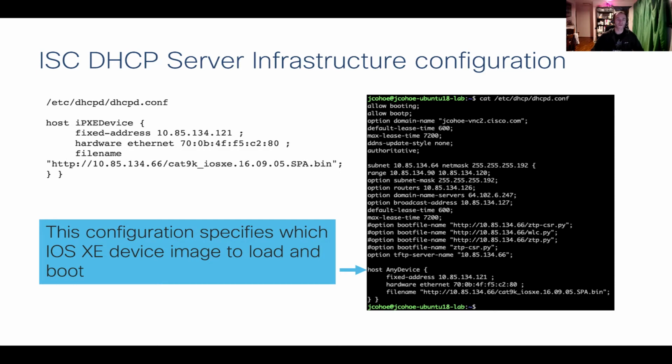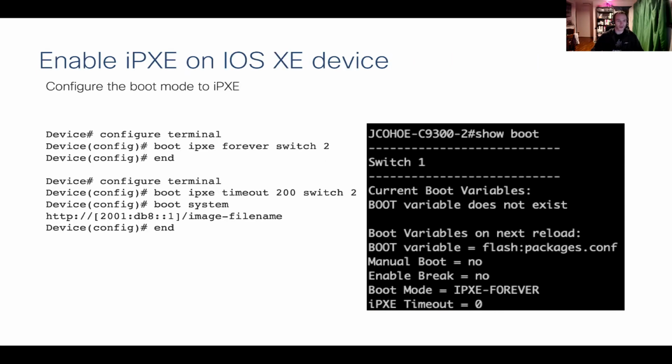Now, when we're actually going to implement this, there's a couple components that we need to configure. First and foremost is the DHCP server. Here's the example from an ISC DHCP server where I'm specifying the device by MAC address and IP, as well as the file name that I want this device to boot. In this example, I'm specifying the 16.9.5 version of IOS XE to boot for this device.